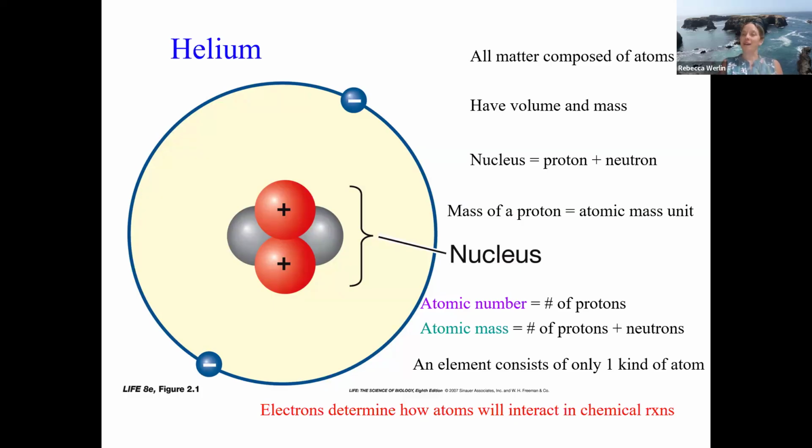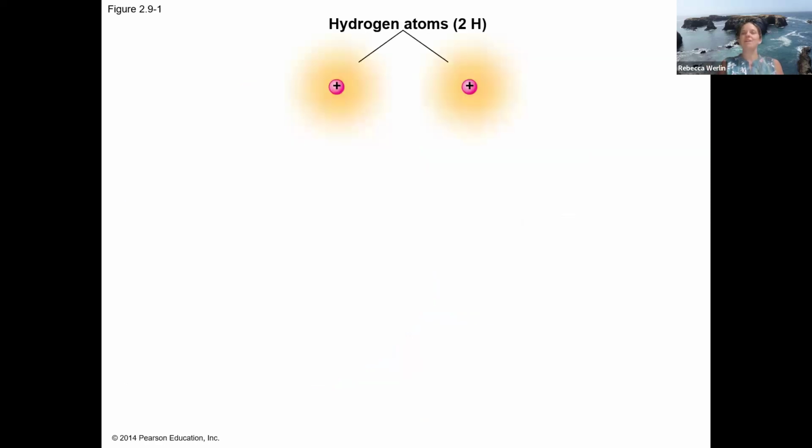Now, these neutrons have mass, and the protons have mass, and the electrons are essentially massless. They're so small. Now, if you take a chemistry course, you'll find out much more information about chemistry. This is just a basic quick review so you have some idea of how it all works. So when we're making covalent bonds, which are strong bonds for biological molecules, you have something like this.